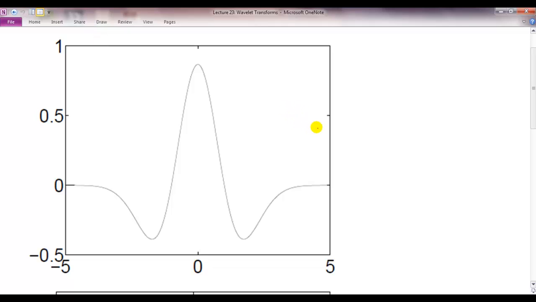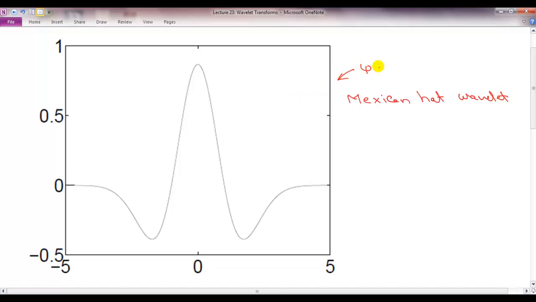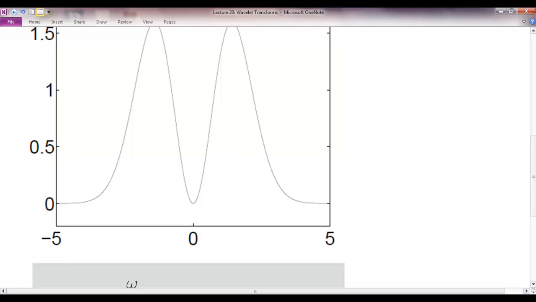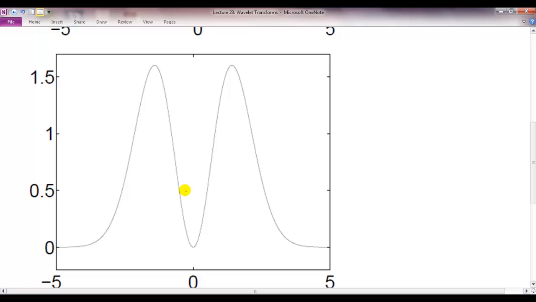This is an example of a Mexican hat wavelet. It's called Mexican hat because if you try to visualize it, it looks like a Mexican hat. So this is psi of t. Again, you can see it's localized. It goes to 0 after a while, so this is time. And if you compute the Fourier transform of this wavelet, that is also localized. It goes to 0.